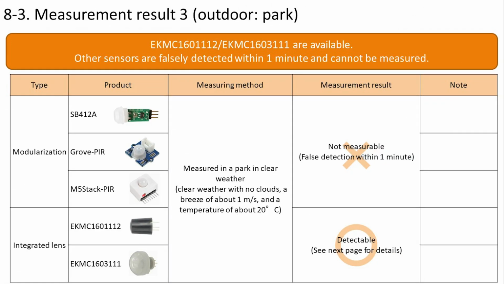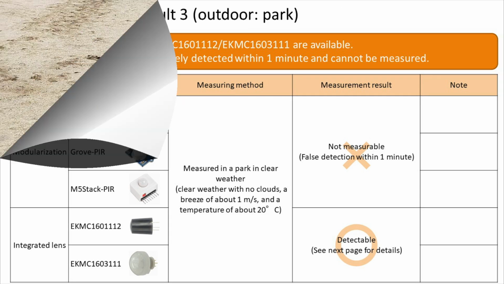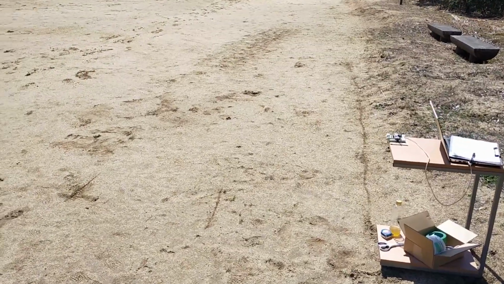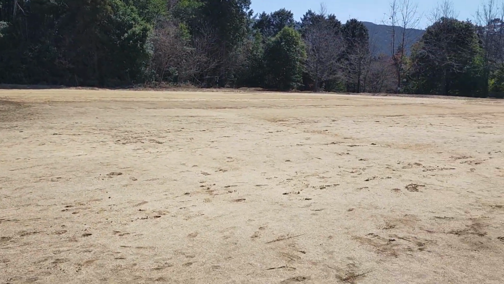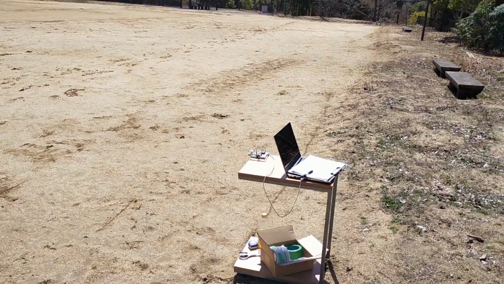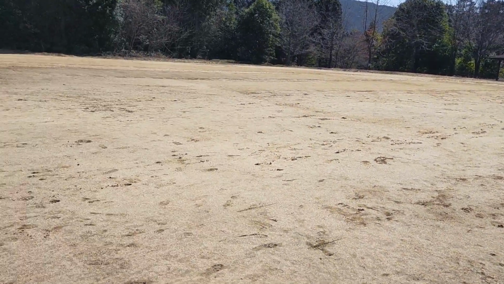Move on. Next, we measured whether it could be detected without problems outdoors. As a result, except for the 2 made by Panasonic, it was misdetected and could not be measured. False detections within 1 minute are not measurable. Check out any park or video. The day of the measurement was a clear sky with no clouds. According to the information on the weather site, the temperature in the measurement area was 20 C and the breeze was about 1 meter per second, and it actually felt like that.